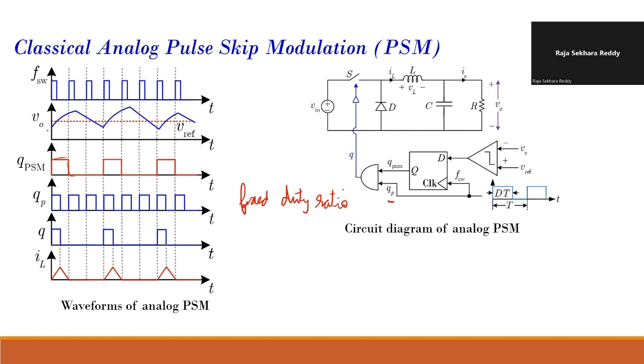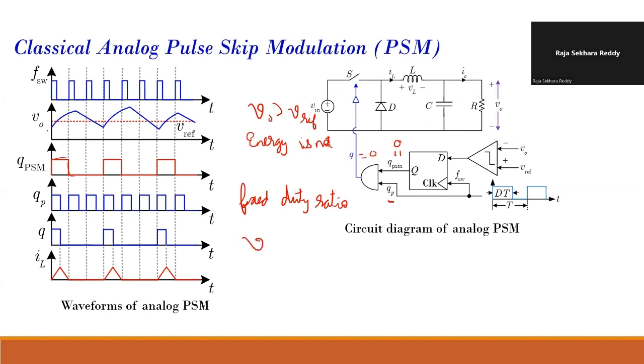So the logic is when your output voltage is more than your reference voltage, then you do not need to provide energy. It's not required because your output voltage is more than your reference voltage. So in that case, we give QPSM a value 0, and so Q will be 0. And then no energy will be transferred from your input to your output.